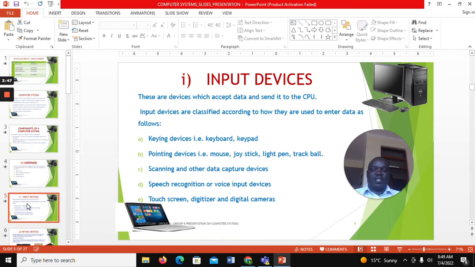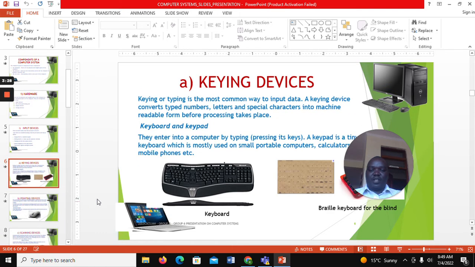So we have keying devices like the keyboard, pointing devices like mouse and joystick, scanning and other data capture devices, speech recognition devices, and touchscreen, digitizer and digital cameras. And then from there, we look at each one of them in the slides.